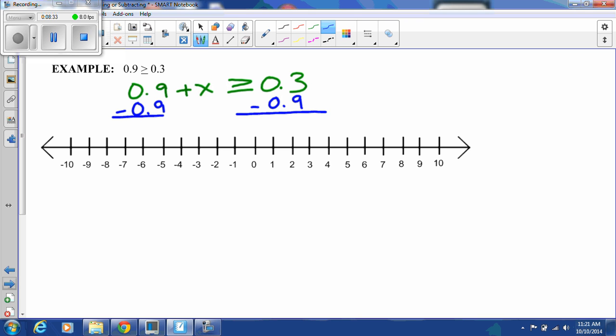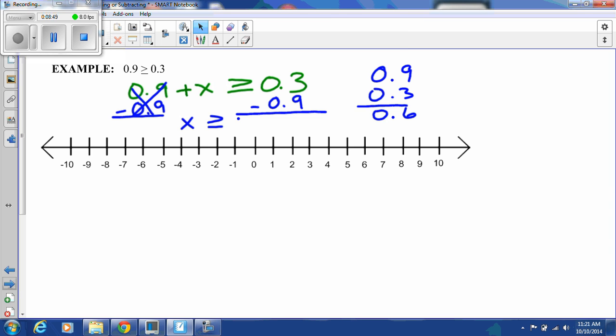Decimals are numbers too. That leaves me with x, gotten rid of the 9/10, greater than or equal to, whoops, I have a positive and a negative, so remember, you're going to subtract the 2, but your answer is going to be negative because you are taking away the absolute value of the bigger number. So that's x is greater than or equal to negative 6/10. To graph that on the number line, I'm going to estimate the location of negative 6/10. I'm going to estimate it right here.